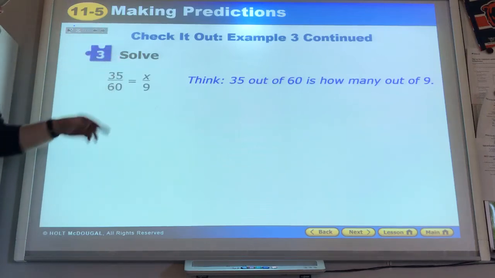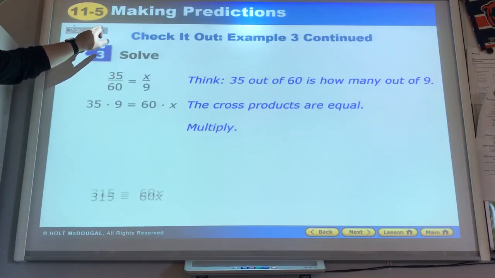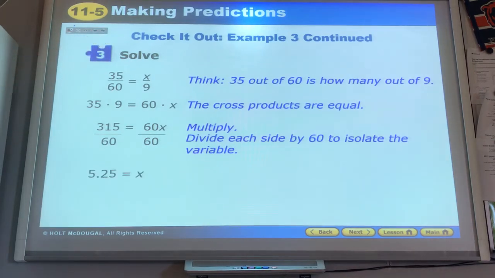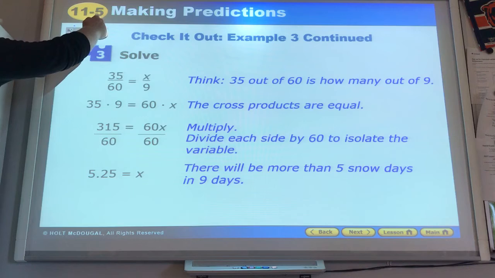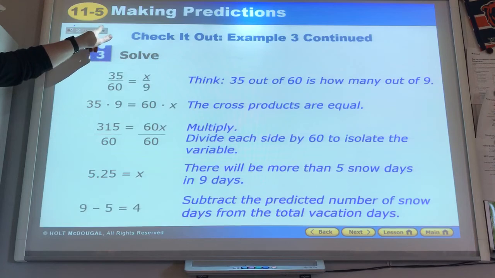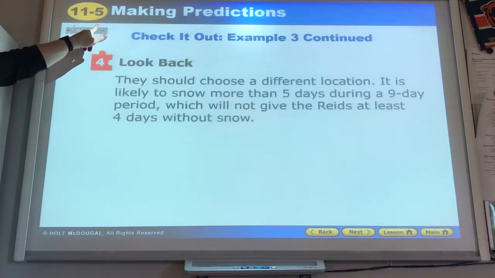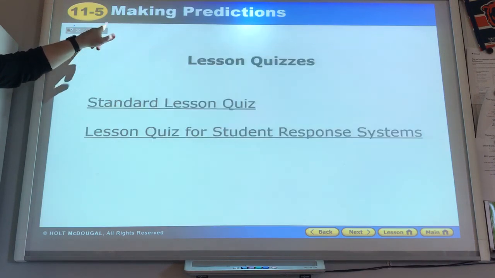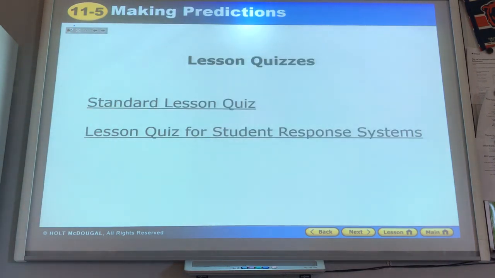So 35 out of 60 equals x over 9. We do our cross multiplying. 5.25 are going to be snowy. All right. Subtract the predicted number of snow days from the total vacation days, and you get around 4 days. Look back. They should choose a different location if it's likely to snow more than 5 days during that, which will not give the Reeds at least 4 days without snow. So it's likely to snow more than 5 days, so they're not going to choose this spot. Okay? All right, guys, make sure we're thinking about it.